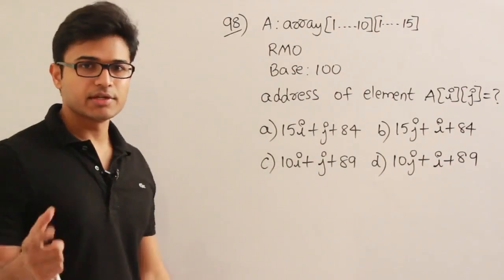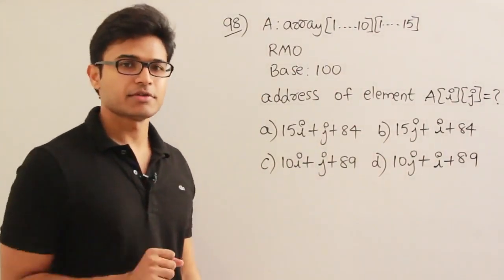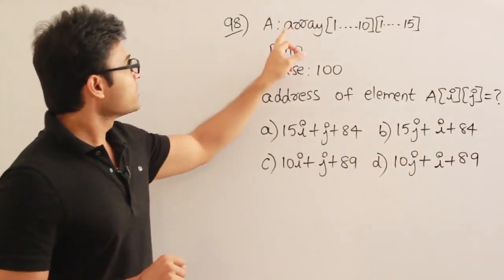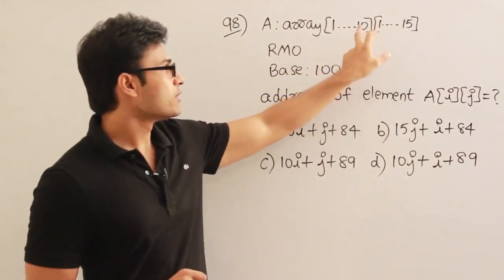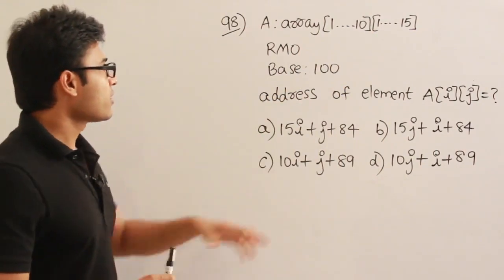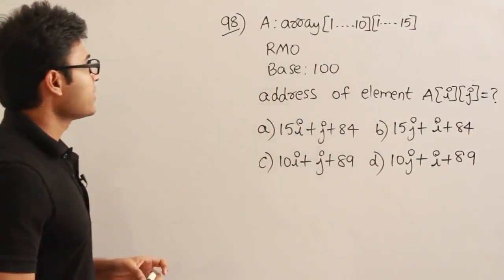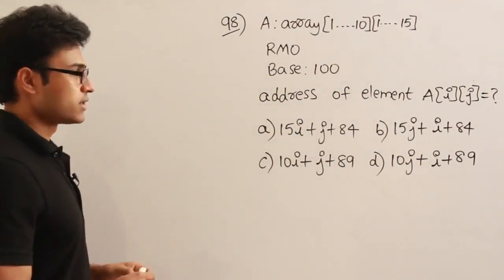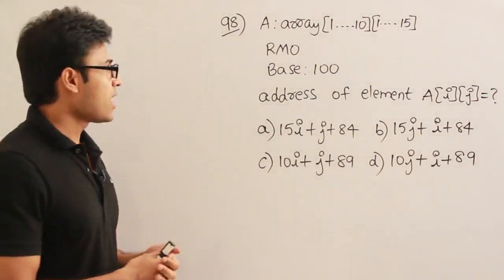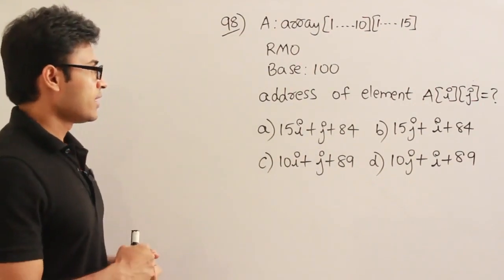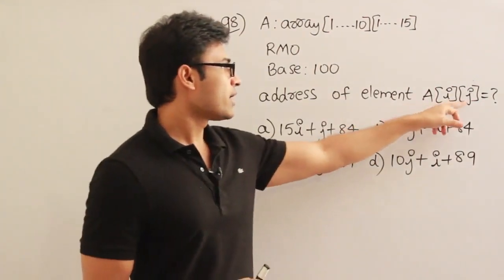So you can please read the question. What I did is I have just summarized the question. They are saying that A is an array which is having indices from 1 to 10 and 1 to 15. So what does it mean? It means that there are 10 rows and 15 columns, and row major order is used. So when row major order is used, we are going to save it row by row, right? And now the base address is given as 100. Then the address of the element Aij is?